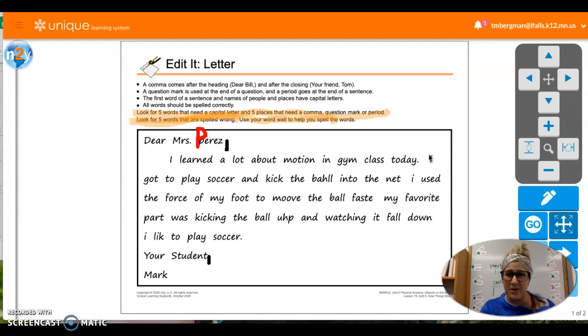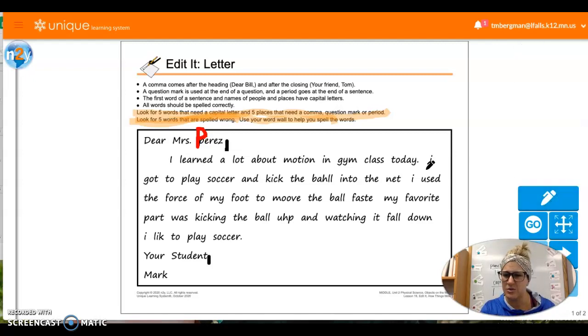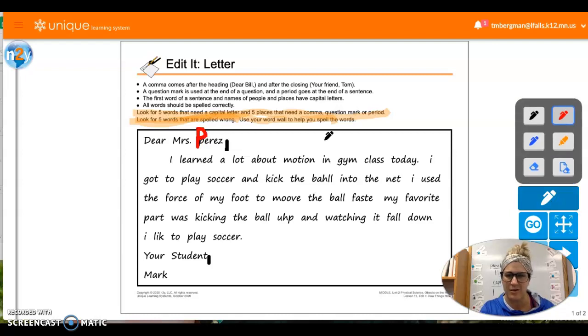Yeah, it needs to be capitalized, right? So I'm going to continue with what I did before, how I made the capital letters red. Then we can keep track of these a little bit better. So I'm just going to make a capital I right here. It's the beginning of a sentence, and I know the beginning of a sentence needs a capital letter. I got to play soccer and kick the ball into the net. I used the force of my foot to move the ball fast. My favorite part was kicking the ball up and watching it fall down. I like to play soccer.